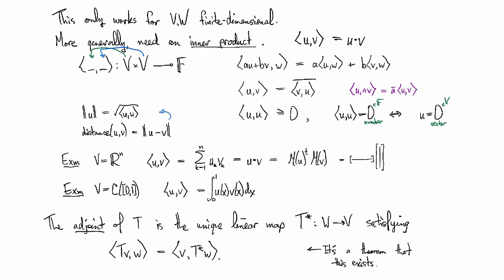Okay, and so notice also that this inner product here happens in W, so W needs to be an inner product space. And this one here, this inner product happens in V. So V also has to be an inner product space. And in case I didn't mention it, an inner product space is just a vector space that has an inner product defined on it.